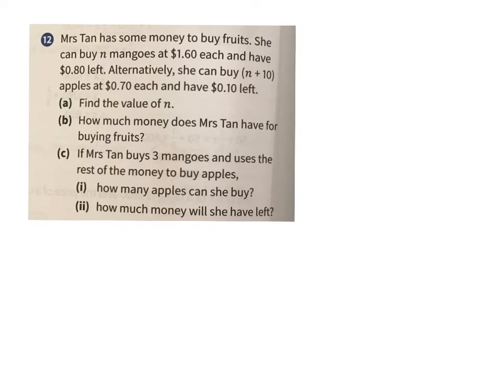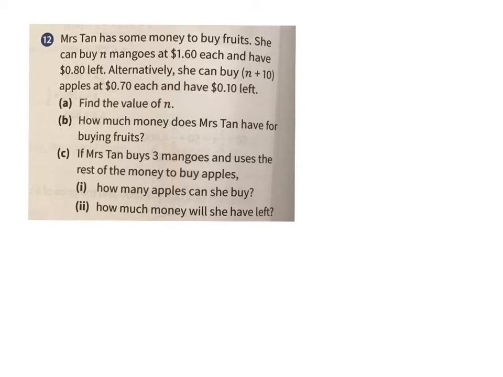Mrs. Tan has some money to buy fruits. She buys mangoes at $1.60 each and has 80 cents left. Let's take a look at how much money she originally had. Let's say I buy 10 mangoes at $2 each and I got $3 left. How much money do I have? I bought 10 mangoes, $2 each, that means I have 20, and I got $3 left, then I got $23.